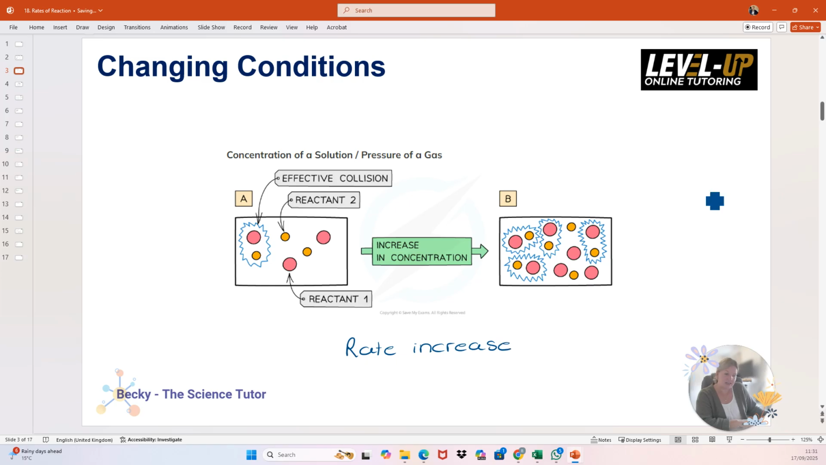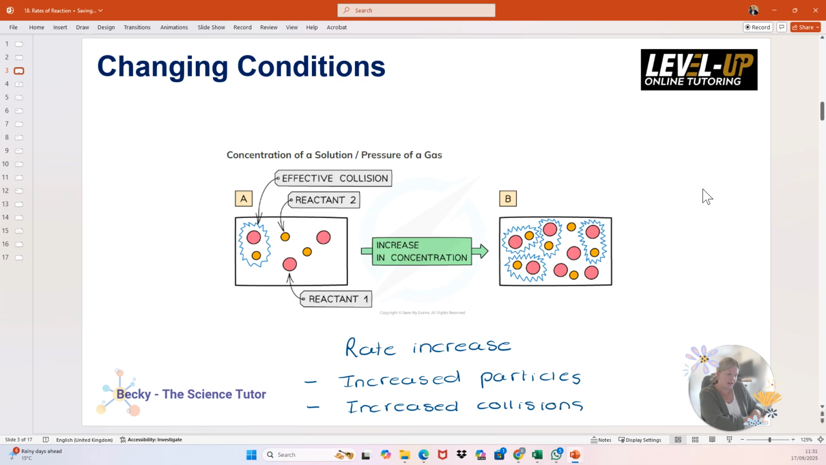If we increase the concentration, the rate of reaction is also going to increase. And the reason for that is that when we increase concentration, we're increasing the number of particles. And if we increase the number of particles, then it's more likely that they are going to collide. So we're going to get increased collisions.